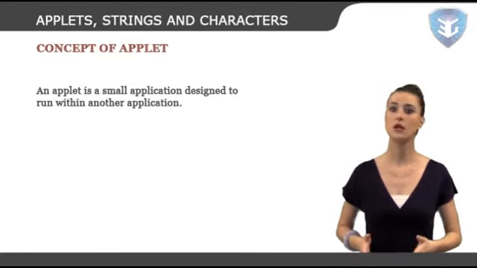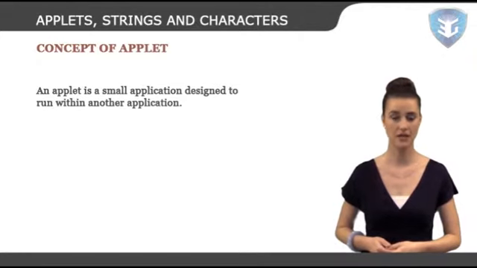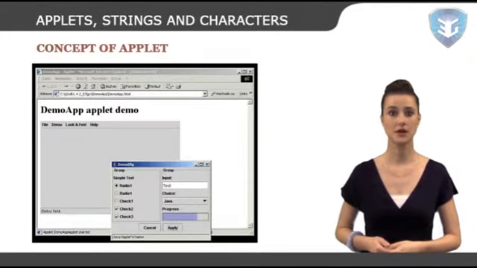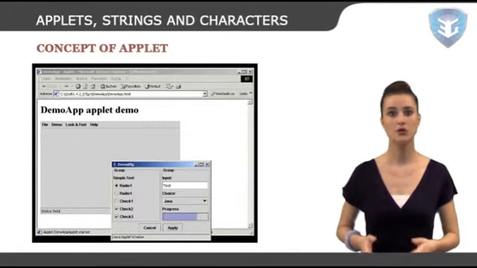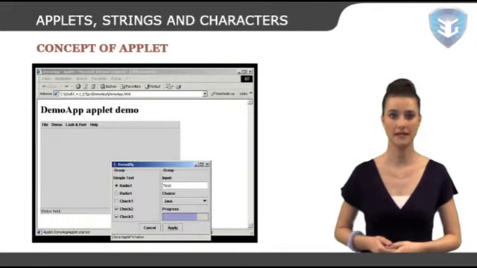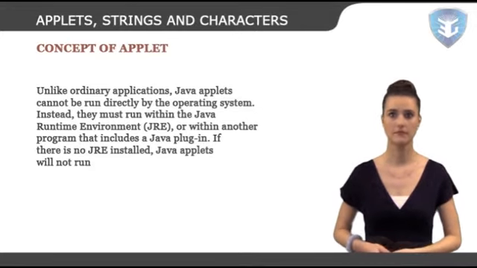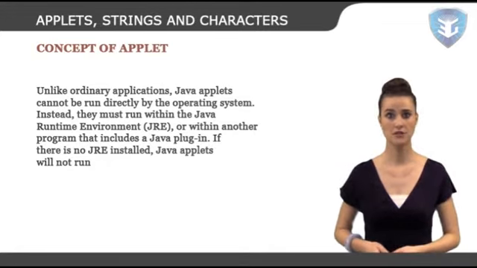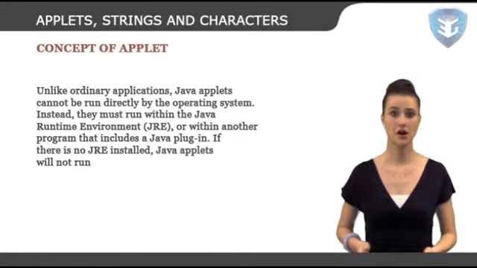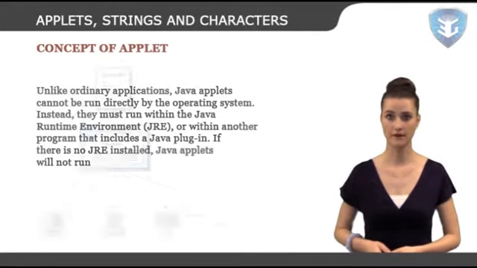An applet is a small application designed to run within another application. While the term applet is sometimes used to describe small programs included within a computer's operating system, it usually refers to Java applets, or small applications written in the Java programming language. Unlike ordinary applications, Java applets cannot be run directly by the operating system. Instead, they must run within the Java Runtime Environment, JRE, or within another program that includes a Java plugin. If there is no JRE installed, Java applets will not run.